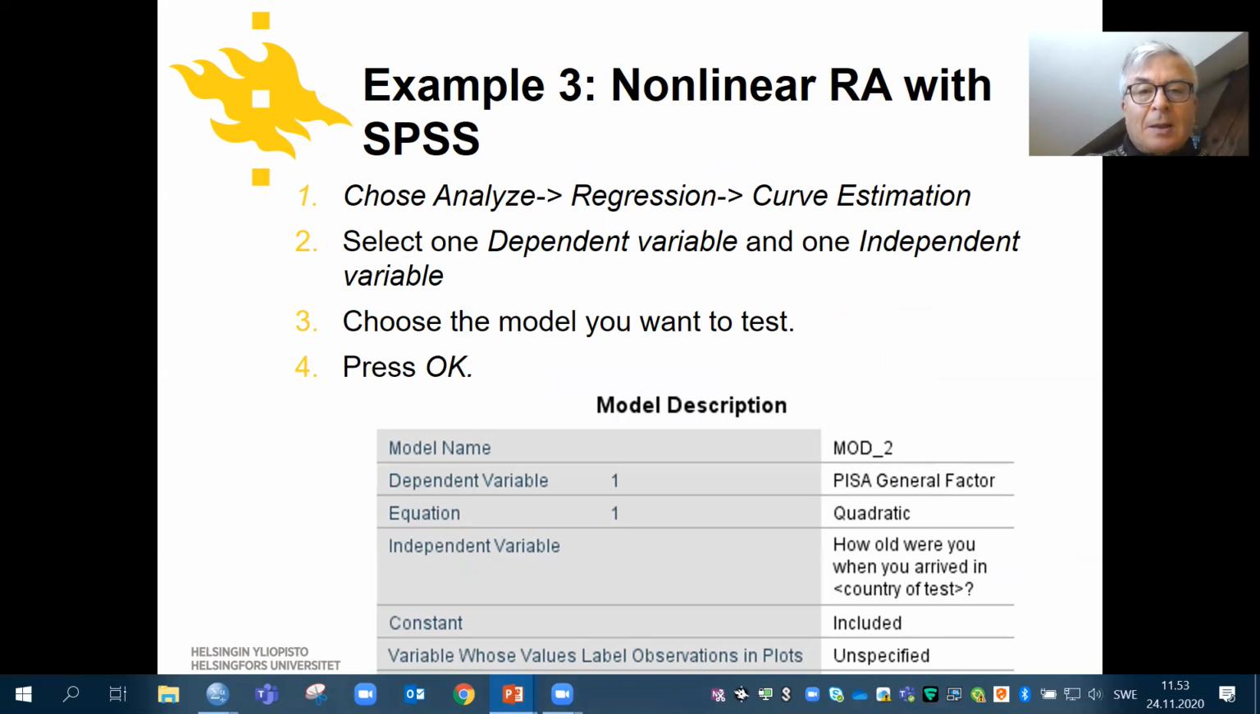All right. Now we have had one linear regression analysis with one independent factor, then a second one with several independent factors. But as I said, you will also have the possibility of choosing nonlinear regression analysis. That starts in precisely the same way as previously. So you go to Analyze, select Regression, but instead of linear regression, you choose curve estimation, and you select one dependent, and here you can only select one independent variable, and then you choose the model you want to test and press OK.